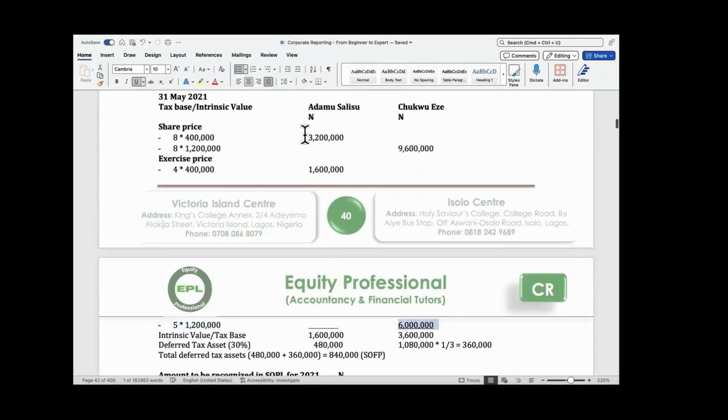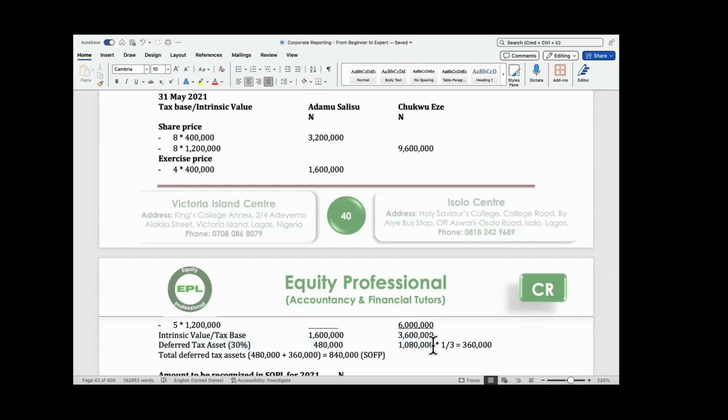So I have my share price, I have my exercise price. I get my intrinsic value, 1.6 million, 3.6 million, which is my tax base. If I apply 30% on this tax base, 30% of 1.6 million gives me 480,000. 30% of 3.6 million gives me 1,080,000.